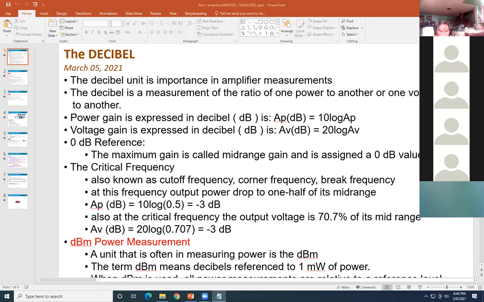Next will be the critical frequency. Also, they can give a different name for the same thing. They call it a cut-off frequency, corner frequency, or break frequency. At this frequency, output power drops to 1/2 of its mid-range. Okay, that means if you take AP in dB, 10 log of 0.5, how come they're using 0.5?